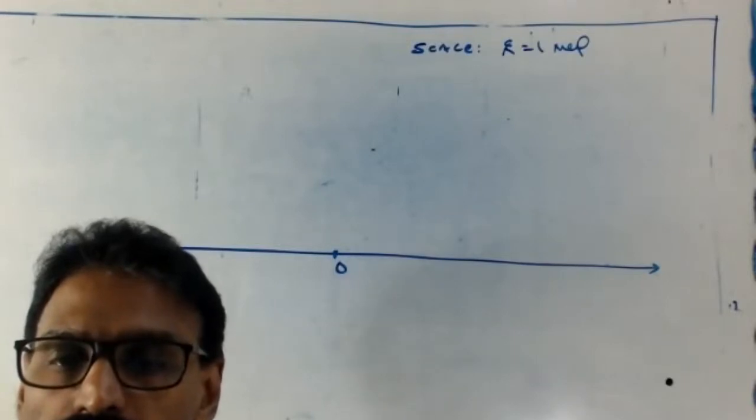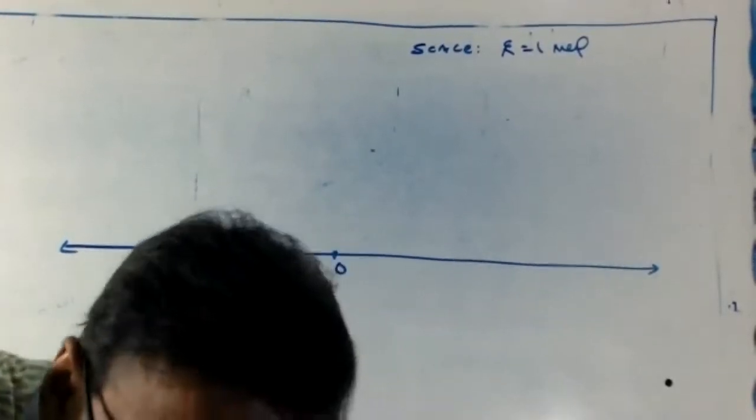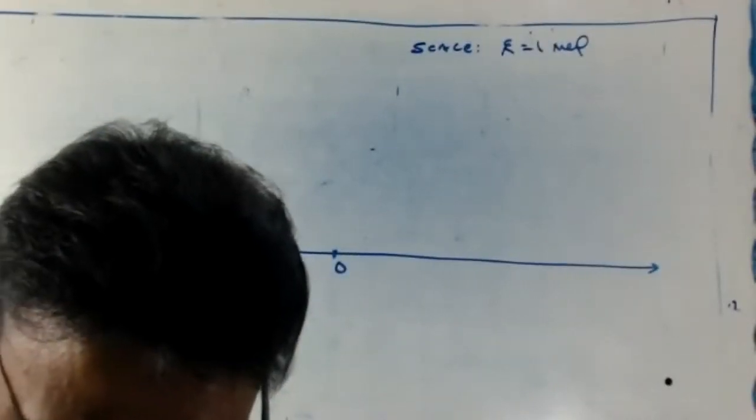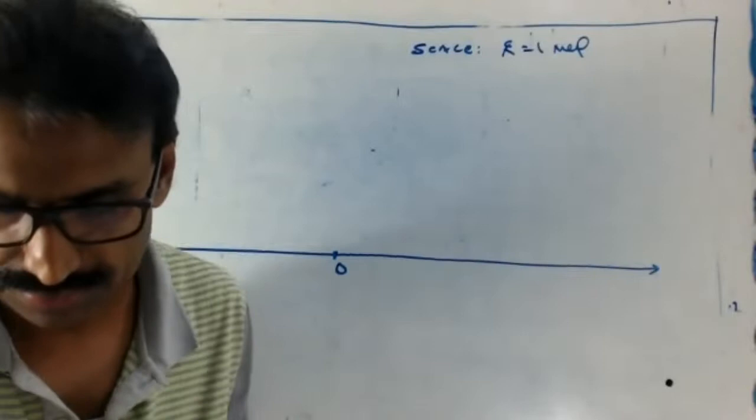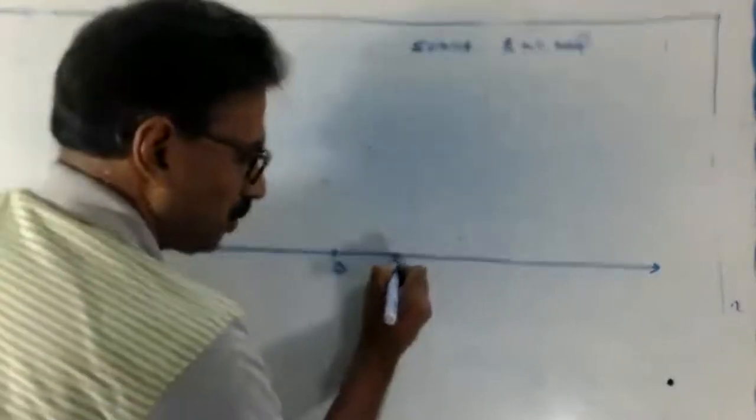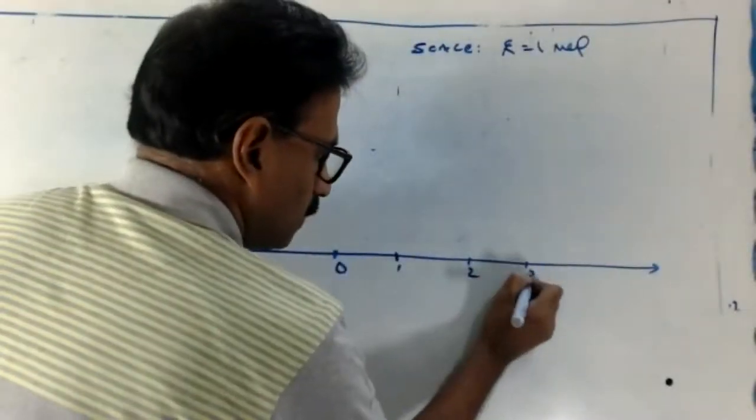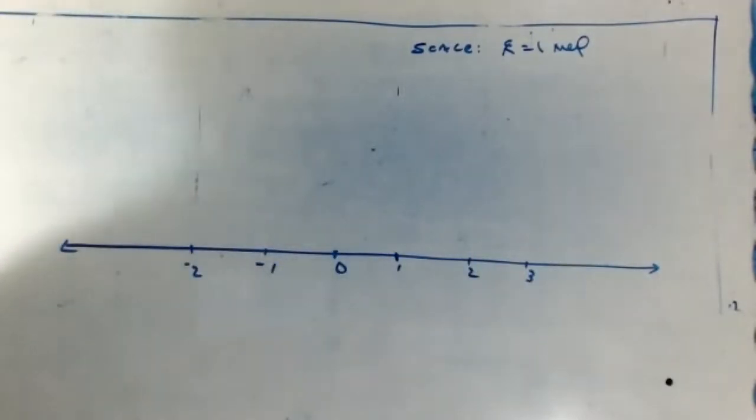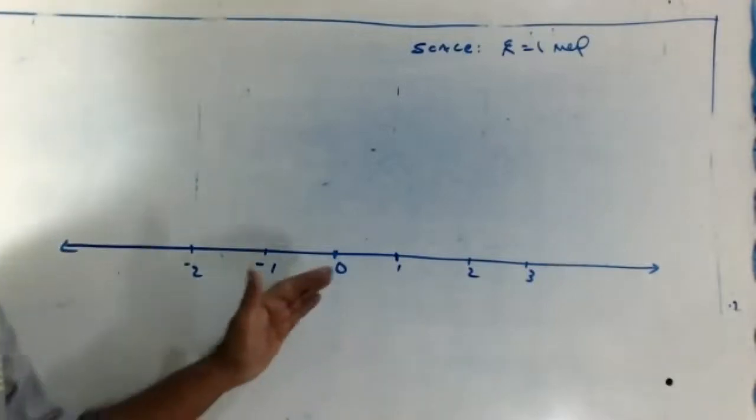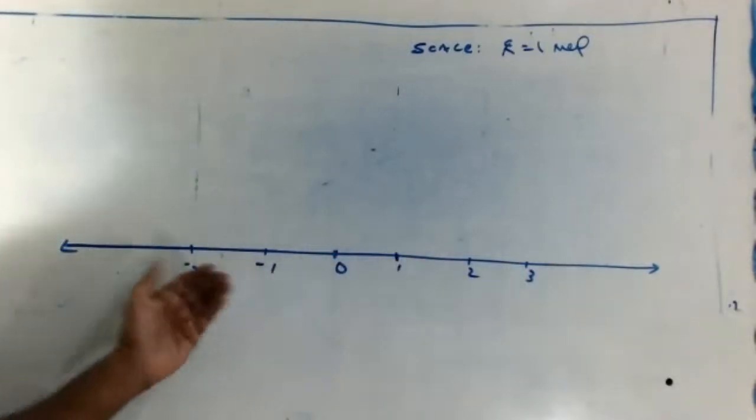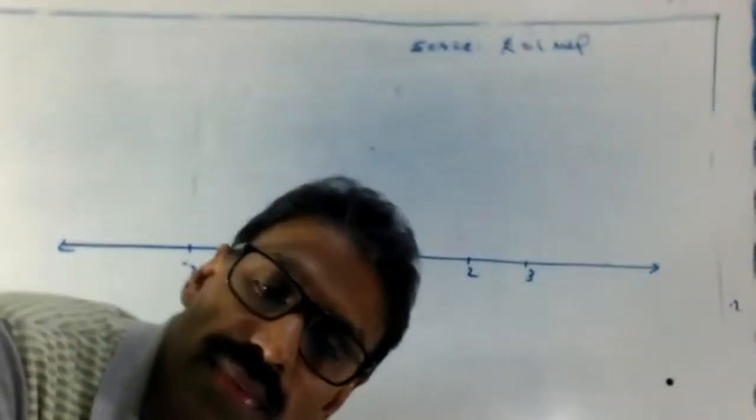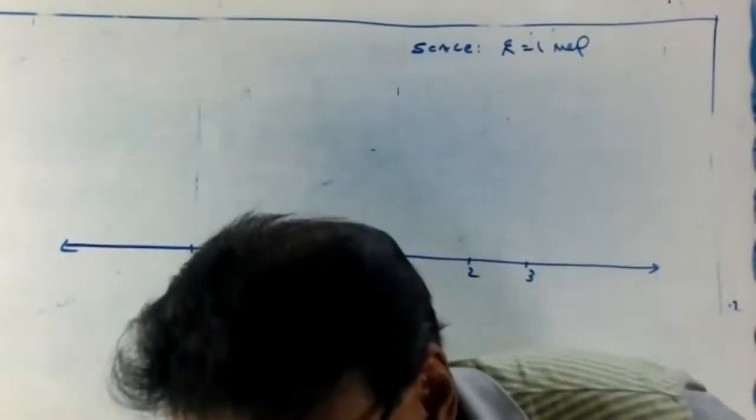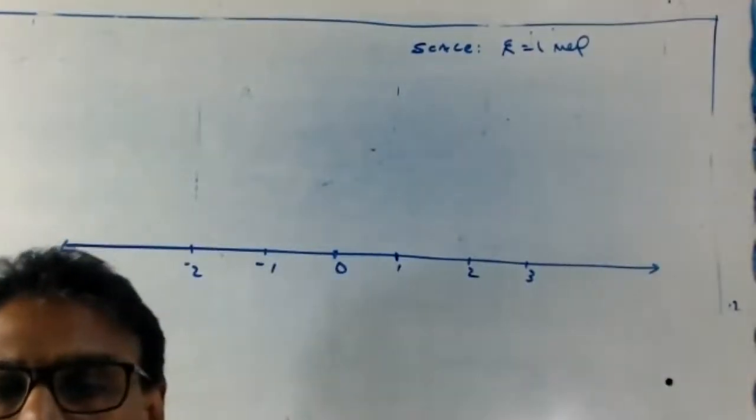Okay. Then after that, step 2. Let point A represent 1. You mark it here. You should mark 1, 2, 3, minus 1, minus 2, 1 inch each. Every 1 inch, right? 1, 2, 3, minus 1, minus 2. Okay. That's clear or not? Is it okay now? All.